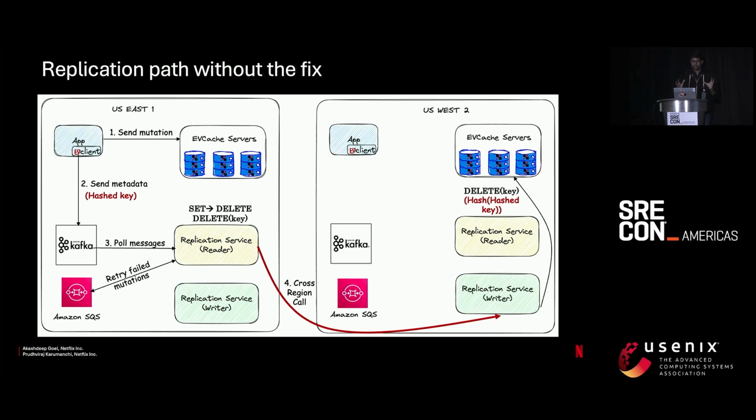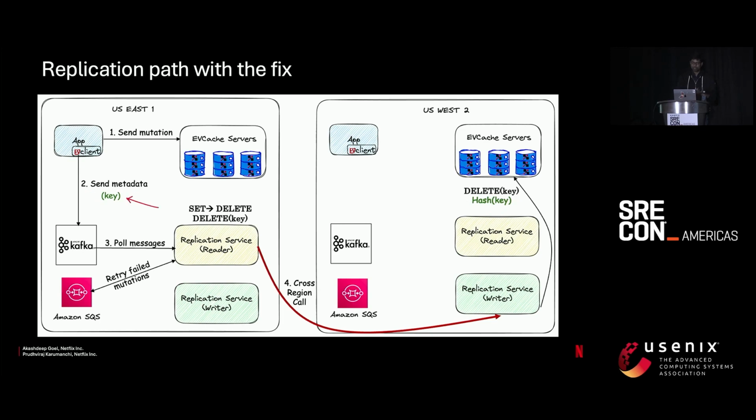To tie it back to the overall architecture, in step number 2, it was sending a hashed key, and when the delete key is being issued in the remote region, we are hashing the key again. So all the deletes are landing in remote regions, but they're all coming back with delete not found, whereas we expect them to be delete successes.